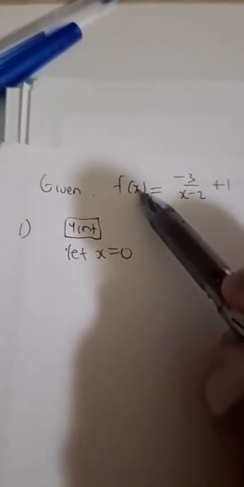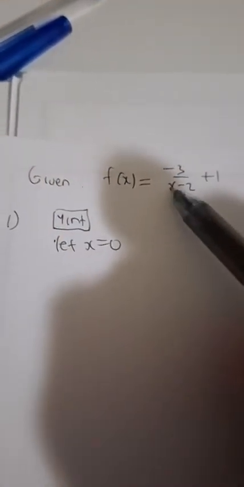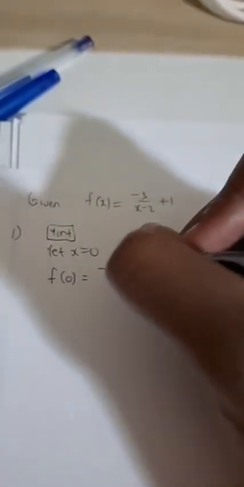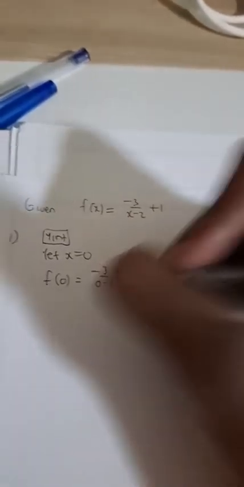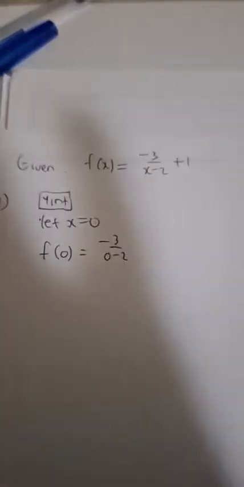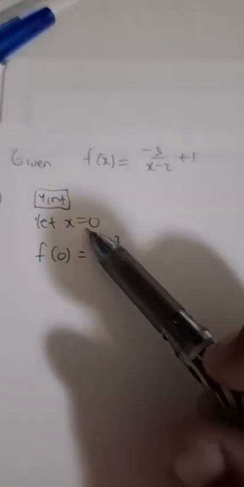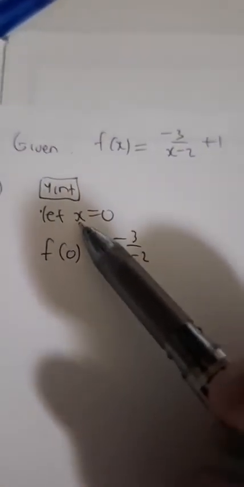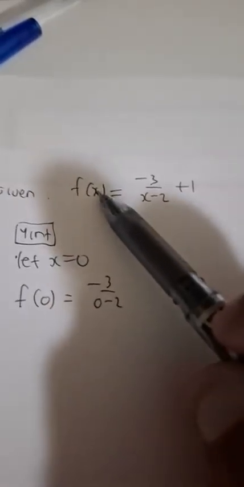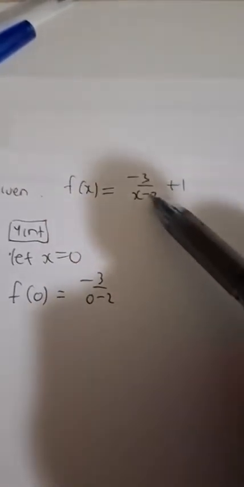So what do we do? In the place of x, what do we substitute? 0. So we're going to say f of 0 is equal to negative 3 over 0 minus 2. You see? So how basic and simple is that? Just simply substituting 0 in the place of x where the function is, plus 1. And then what do we do after that?